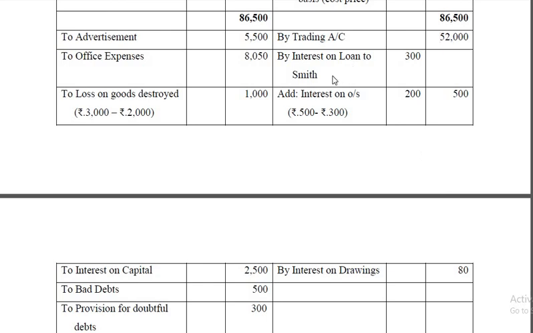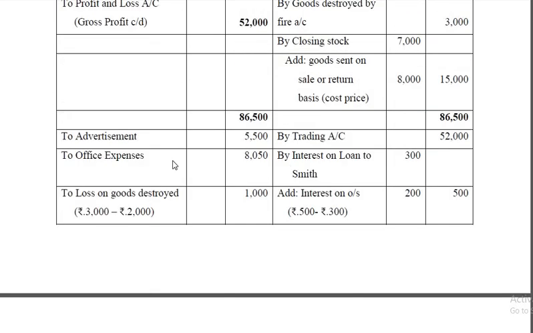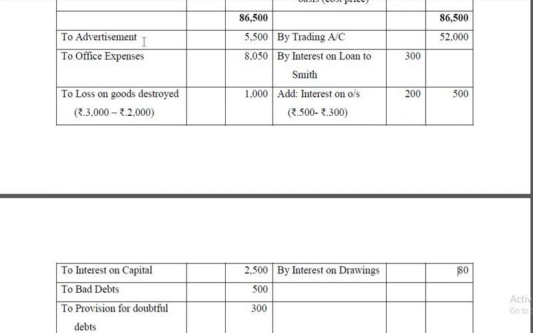Interest on loan to Smith: 300 is already received, but you are entitled to receive 500 because on 5,000 at the rate of 10% that comes to 500. But you have received only 300. The remaining amount is outstanding. So together 500 is the interest amount for the current year. Then interest on drawings, it's an income, 80 rupees. It is clearly given in the adjustment. Now come to the debit side. Advertisement expenses 5,500. Office expenses 8,050. Net loss on goods destroyed: 3,000 is the total value, but 2,000 is admitted by the insurance company. So net loss is 1,000.